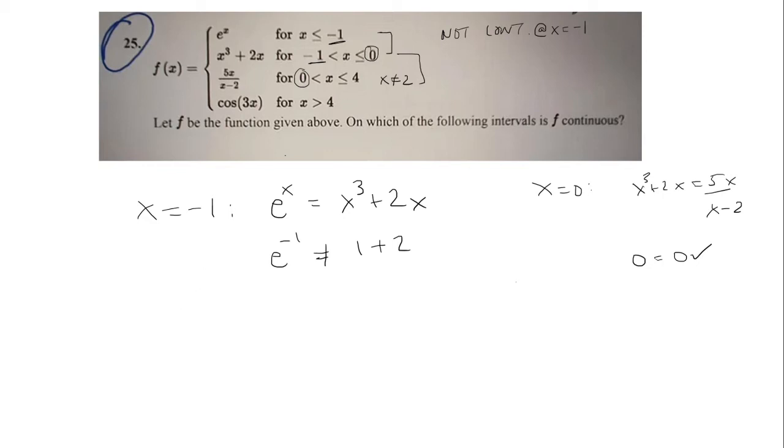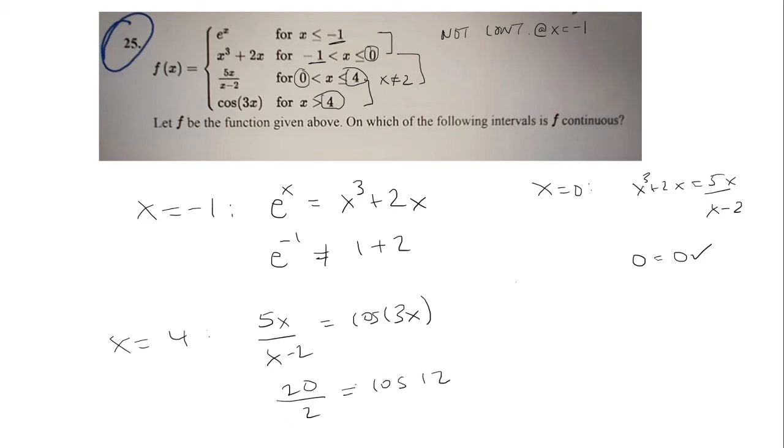And then finally, we're looking at 5x over x minus 2 and cosine of 3x. There, we'll be comparing the 4 as the endpoint. So at x equals 4, we want to make sure that 5x over x minus 2 is equal to cosine of 3x. If I plug in 4, I get 20 over 2. And we want to see if that equals cosine of 12. Clearly, that's not true. So it's not going to be continuous at x equals 4.